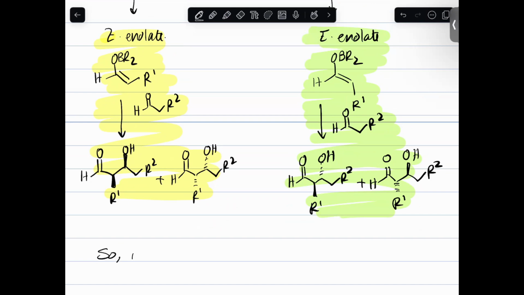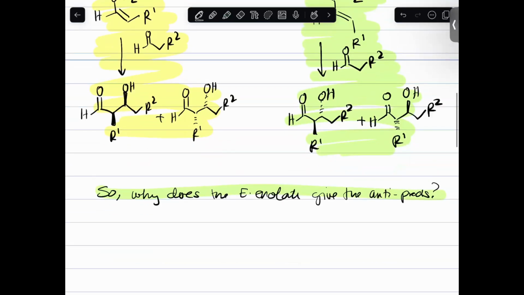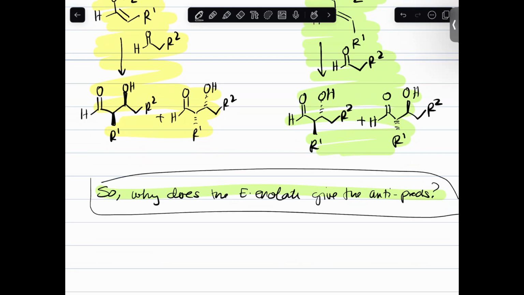So why does the E-enolate give the anti-products? And the beauty of it is that it also proceeds through a Zimmerman-Traxler six-membered ring transition state. So this is really great practice for you to get used to drawing chair conformations, drawing them obviously three-dimensionally, and then unraveling them and then redrawing them two-dimensionally when you've proceeded through your reaction. So let's go ahead and start off here.